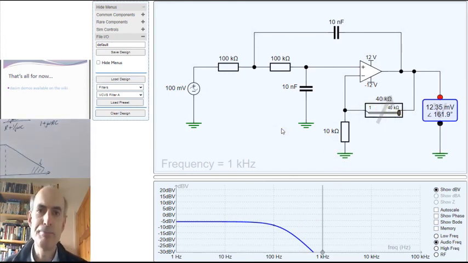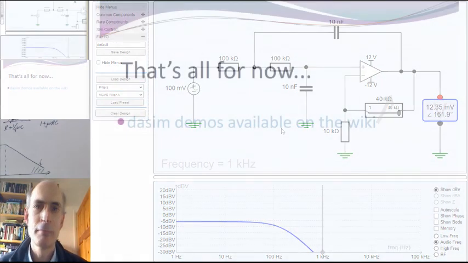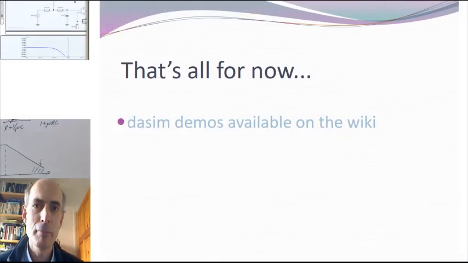Is it right? Well, I'll leave you to investigate that by building the circuit, switching it on, and seeing what it does in the real world. That's all for this one. Good luck.